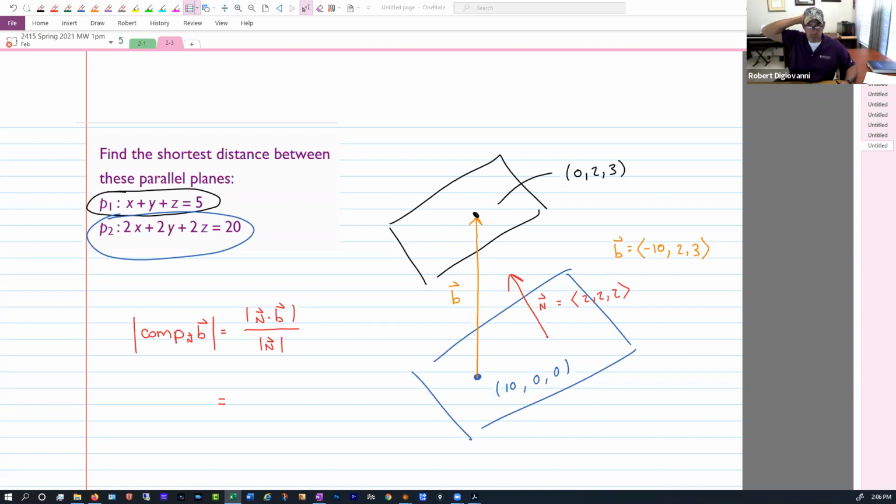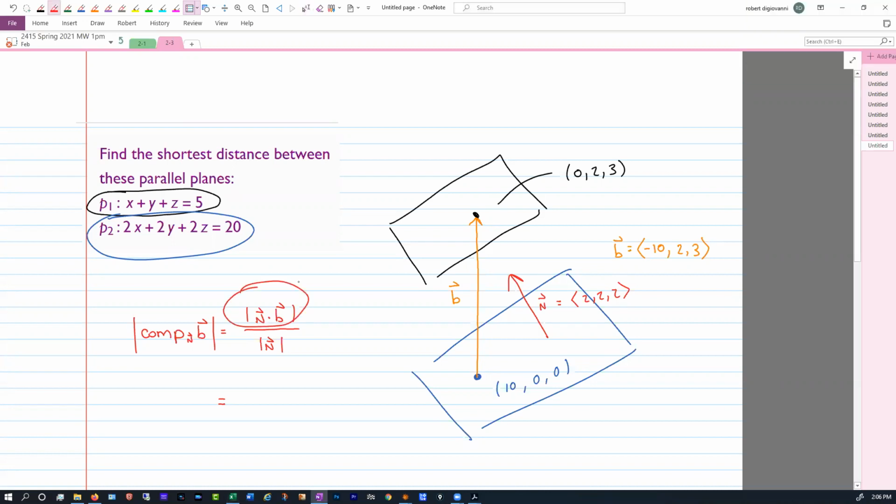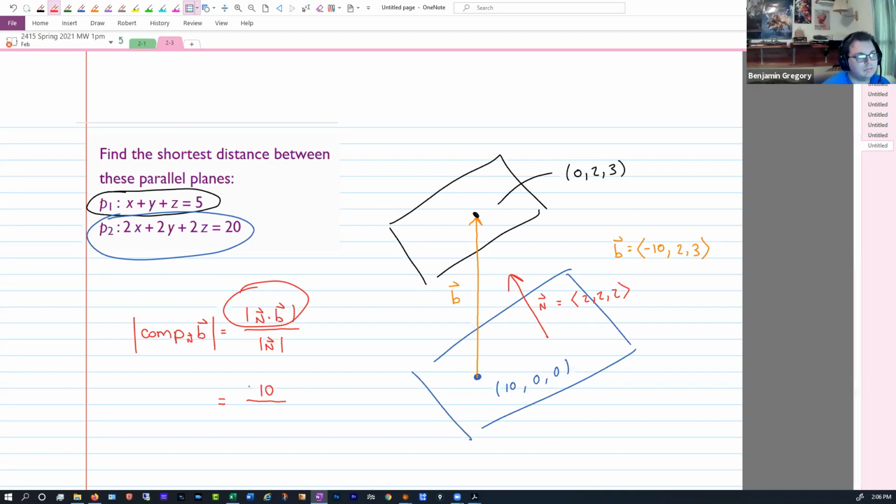So can someone volunteer to give me what the top of this is at least? Is it positive 10? If I dotted them correctly, then it is. Y'all agree? It's absolute value 10 either way. Yeah, the absolute value should give you a positive. Well, I got negative 10, but I took the absolute value, and the dot product was negative 10. The absolute was 10. Okay, great, just to make that clear. Yep, good, good.